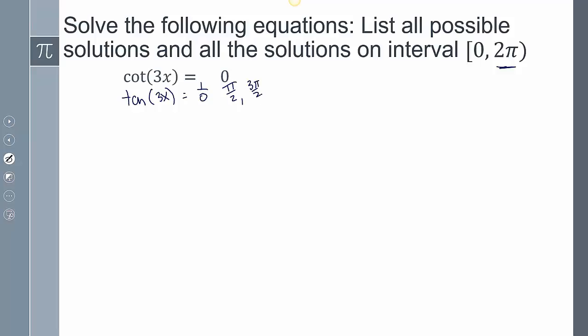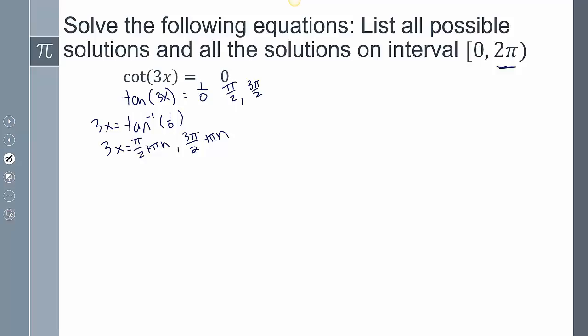So now having said that, if I do all possible solutions here, if I take the tangent inverse to both sides, I'm going to get the tangent inverse. That's going to be pi halves plus pi n because of the period, right? It's pi instead of 2 pi. And the other one's going to be 3 pi halves plus pi n.